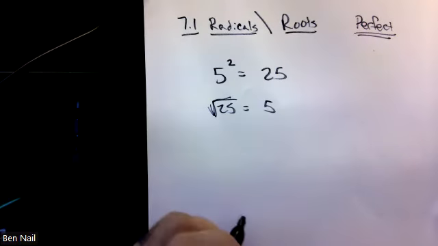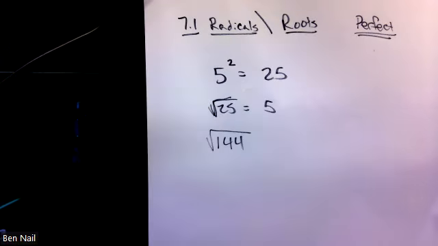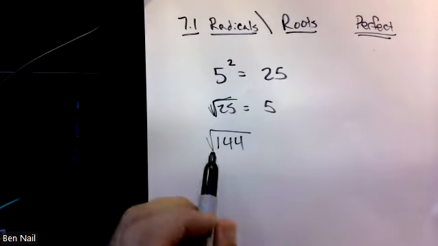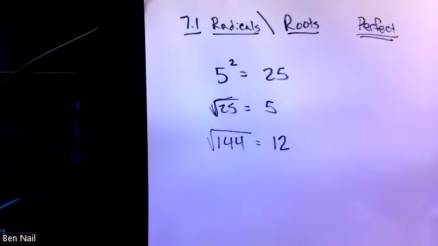So the square root of 25 is 5. Likewise, the square root of 144. Again, it's asking what number times itself is 144. That would be 12. Now, this worksheet, this My Math Lab does do some really big numbers.